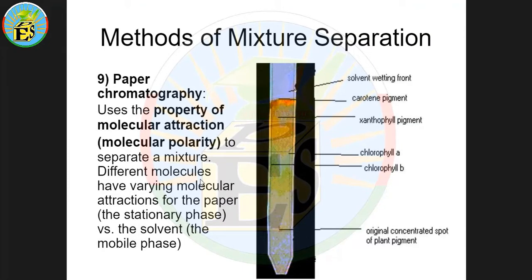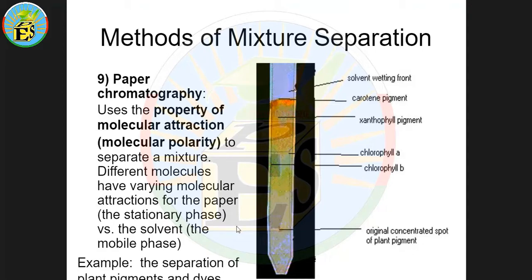This is another method for separation: paper chromatography, to separate colors. It uses the properties of molecular attraction and molecular polarity. To separate a mixture, different molecules have varying molecular attractions for the paper, the stationary phase, and the solvent, the mobile phase. Solvent front, carotene pigment, xanthophyll pigment, chlorophyll a, chlorophyll b, original concentrated spot of plant pigment.